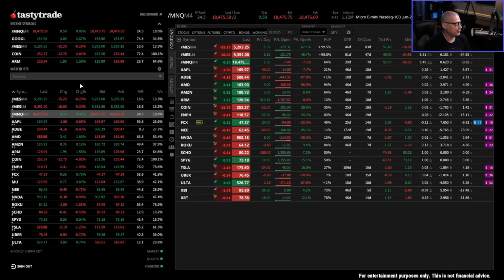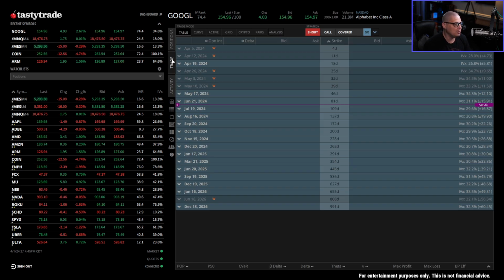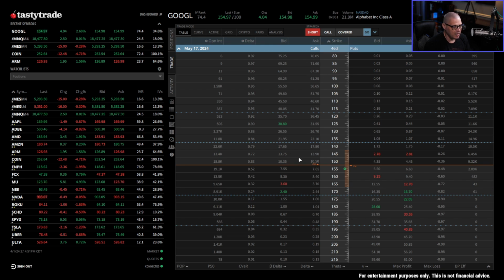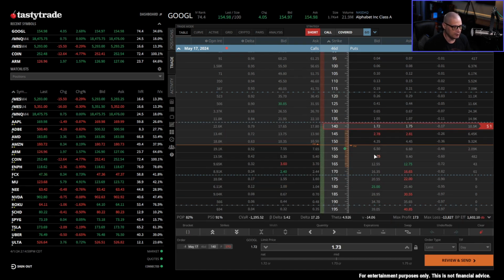So let me switch over to my trading platform. I'm using TASTYTRADE for my trading platform. I'm going to go to Google because I don't currently have a Google position open. So let's go to the options chain for Google. I'm going to go to 46 DTE and let's choose a naked short option. Let's start with the put. So let's imagine I sell this 17 delta short put here in Google.